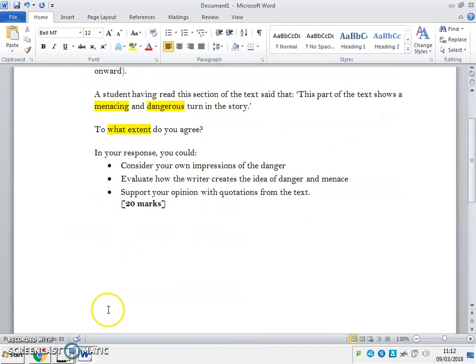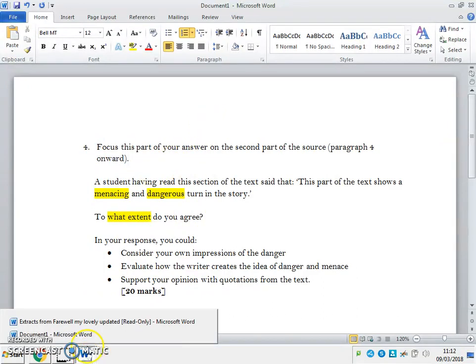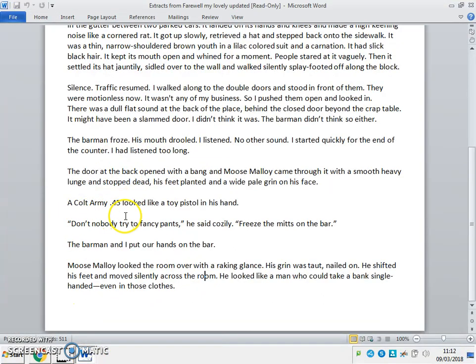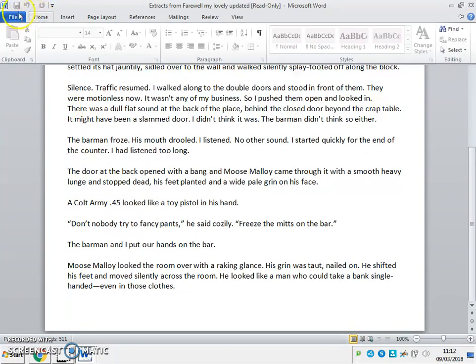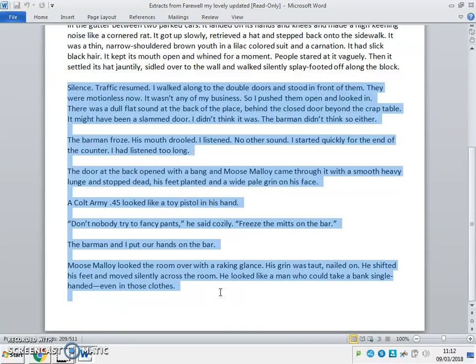So if you had this extract and you got to question 4, which I just realised has self-corrected to 2, you would get the first sentence: focus this part of your answer on the second part of the source, paragraph 4 onwards. It won't always say paragraph 4 onwards, but whatever it says, you need to go back and think, right, I want to highlight the right part of my text. This is the right part of the text.